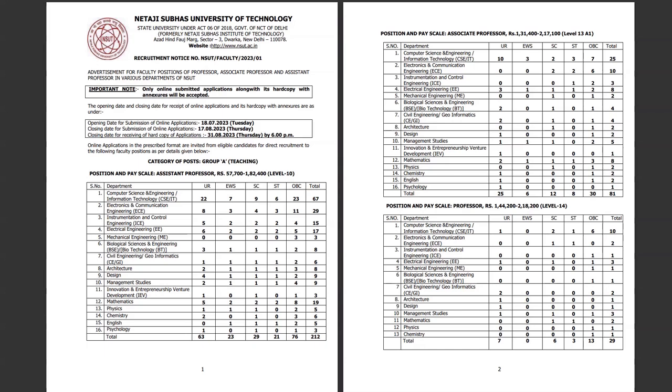Okay. So here in computer science and engineering, the total number of seats is 67: 22 for UR, 7 for EWS, 9 for SC, 6 for ST, and 23 for OBC. Similarly, in electronics and communication, total seats are 29: 8 for UR, 3 for EWS, 4 for SC, 3 for ST, 11 for OBC. So there are different subjects, and all the corresponding vacancies are given here. Similarly for the position of associate professor and for professor also. The associate professor salary will be level 13A1, and for the professor the salary is level 14.